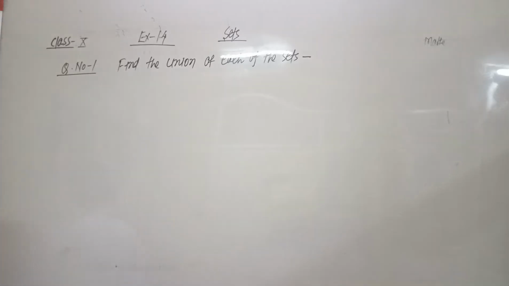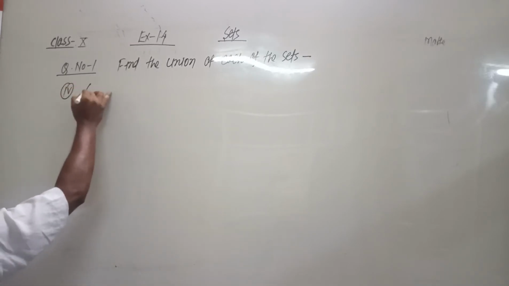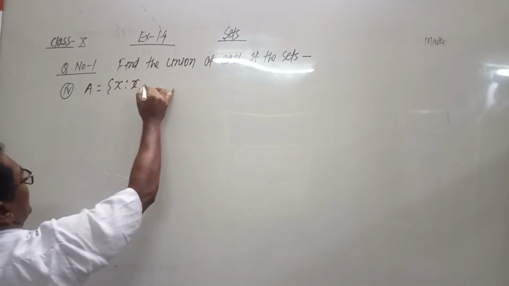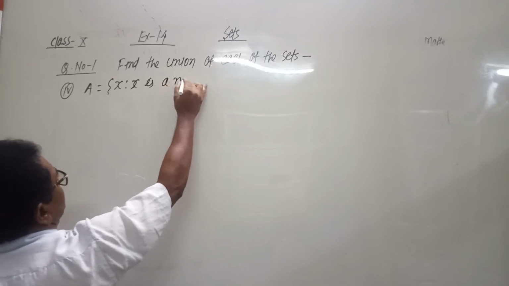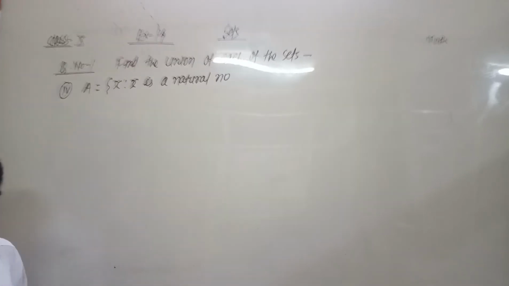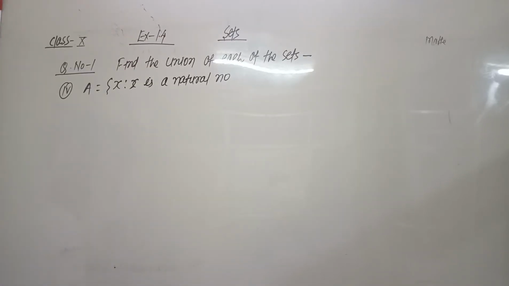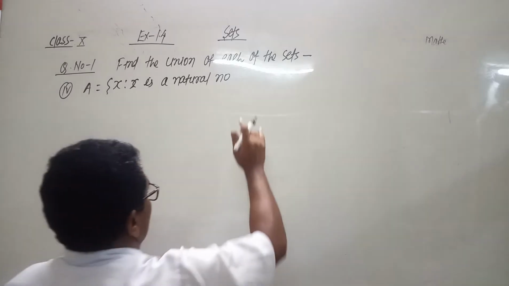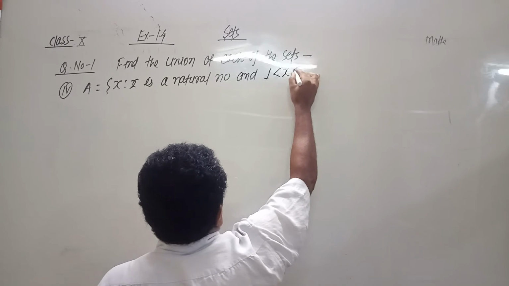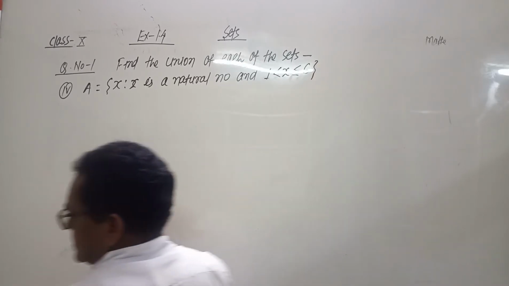Now part 4 of this question. A equals X such that X is a natural number and 1 is less than X is less than or equal to 6.